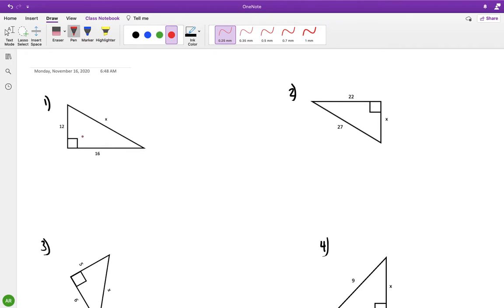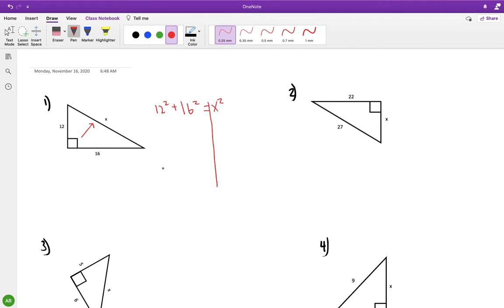So for the first problem, we are actually solving for the hypotenuse. So we're going to set our equation up as such. This should be 12 squared plus 16 squared equals x squared. Since we're solving for the hypotenuse, it's going to be over here by itself on the right side of the equation. Okay, now I just go ahead and solve.